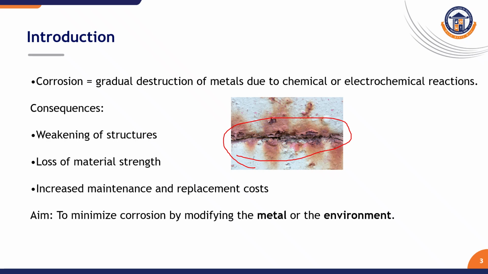So what are the consequences? See, weakening of structure. Here the structure gets weakened for this iron rod. Then loss of material strength, and increased maintenance and replacement cost. We have to replace it with some other pure metal, so the cost will be high. So what is our aim? We aim to minimize corrosion by modifying the metal or the environment.